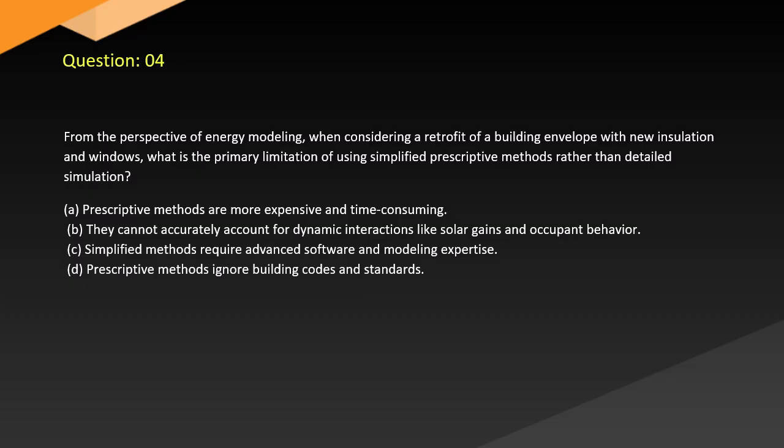A. Prescriptive methods are more expensive and time-consuming. B. They cannot accurately account for dynamic interactions like solar gains and occupant behavior. C. Simplified methods require advanced software and modeling expertise. D. Prescriptive methods ignore building codes and standards.